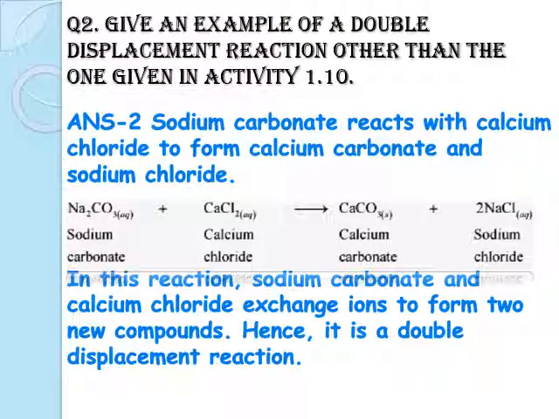The next question is, give an example of a double displacement reaction other than those given in the activities we have already studied. The example given in the solution is sodium carbonate reacting with calcium chloride, giving calcium carbonate and sodium chloride. So in this reaction there is a double exchange of ions. So this is known as a double displacement reaction.